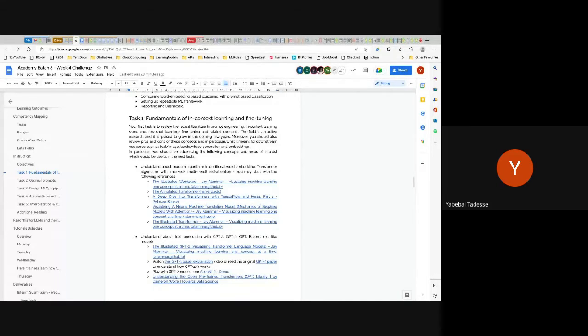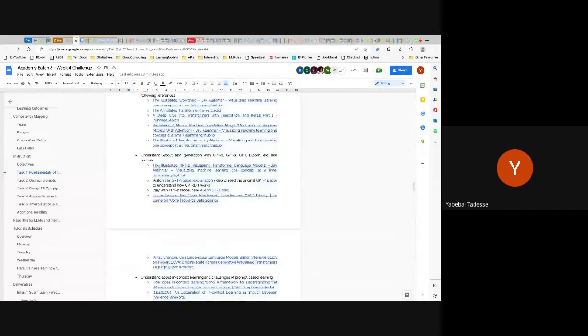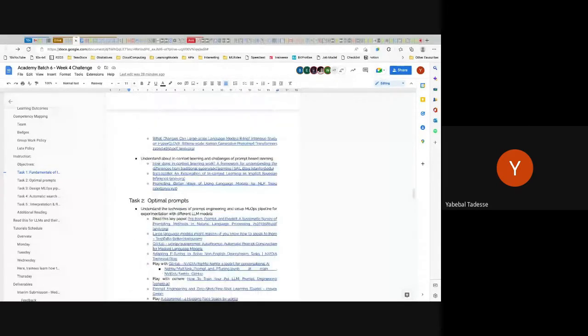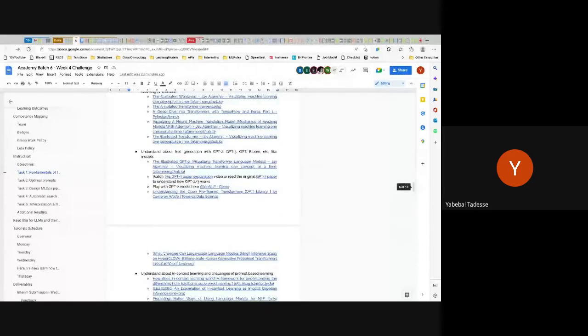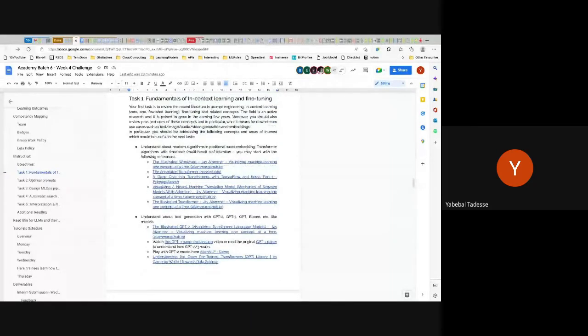Okay, so the first two tasks are mostly a lot more reading, and you should be able to do it by Wednesday. That's why I encourage people to form study groups of 10, which would give us about 4 or 5 study groups, to understand modern algorithms in positional word embedding and transformer algorithms with masked multi-headed self-attention. And here are some places to start.